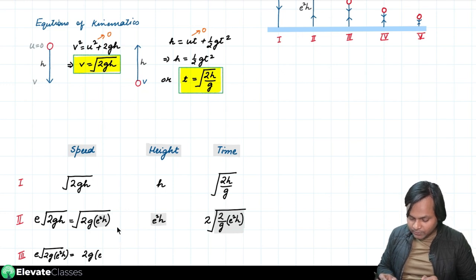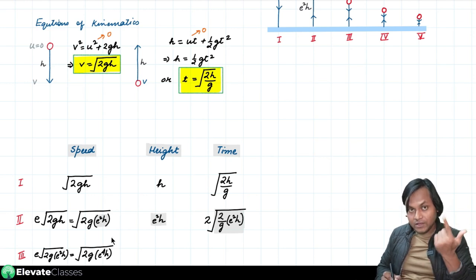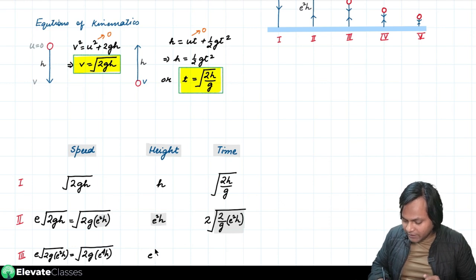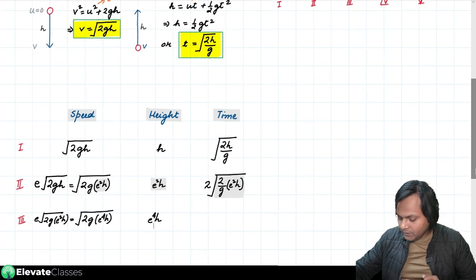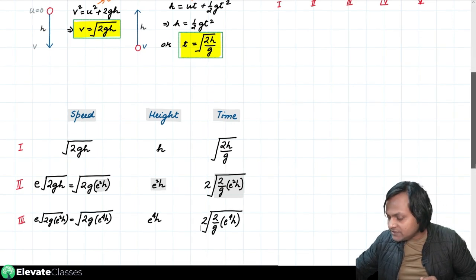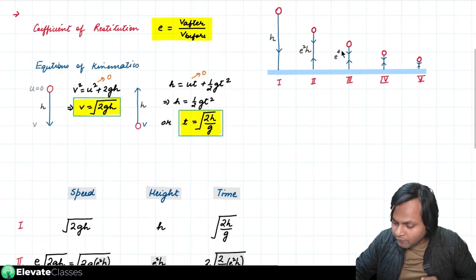This should be, sorry, e to the power 4h root over, this is the speed, right, after the third bounce, and therefore it should climb up to a height of e to the power 4h, and it should take a time of 2 upon g e to the power 4h root over to go up and to come back down again, twice that time period. So therefore this height is simply e to the power 4h.